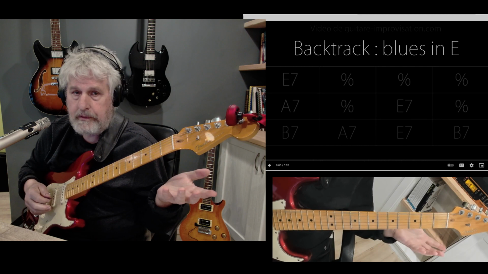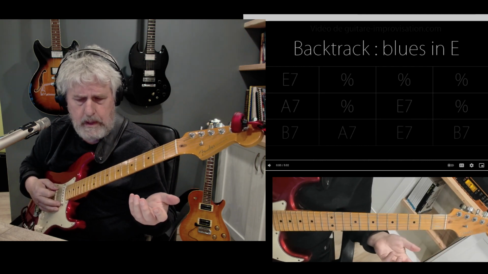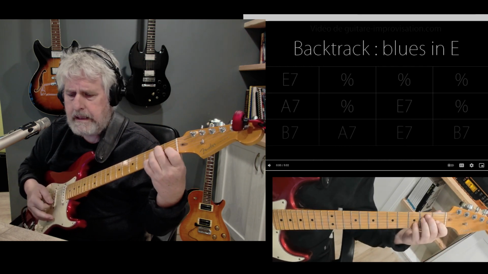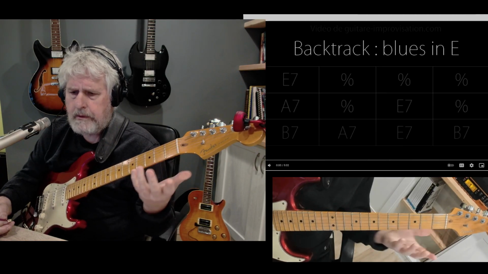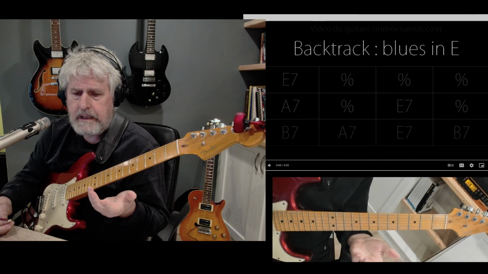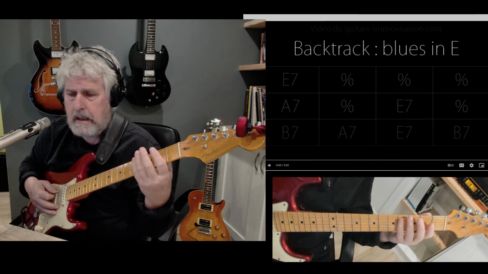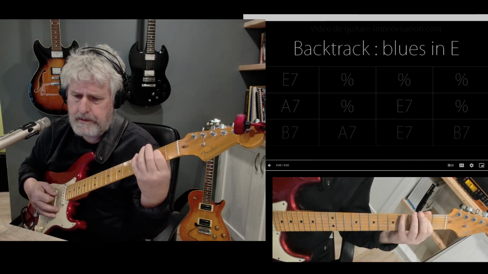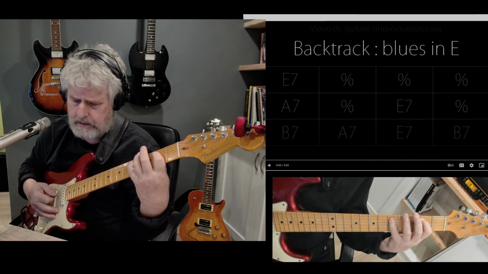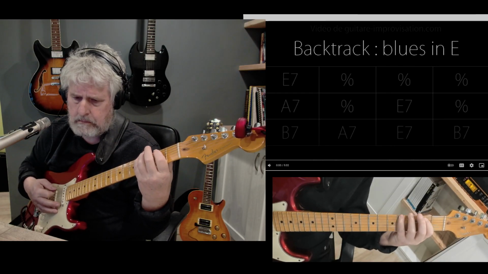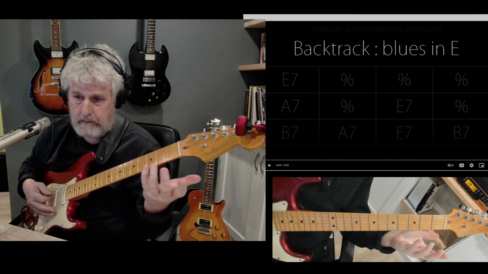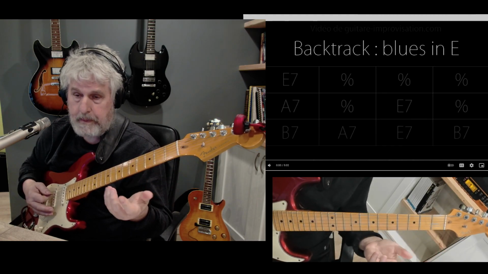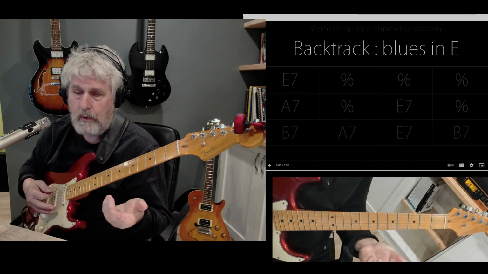Okay, well, let's start with the one I just played. What we have here, we're in the key of E. And if I were to just play an arpeggio of the E7 chord, I'd have the E, the G sharp, the B, and the D, right? And that's the arpeggio, just a 4-note arpeggio of the E7 chord.